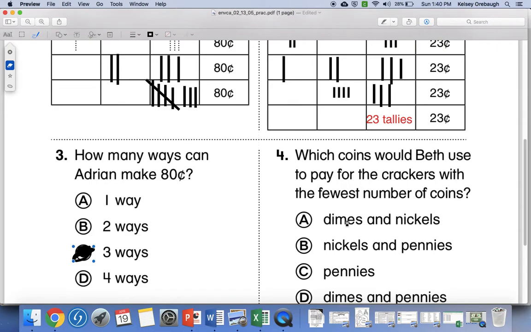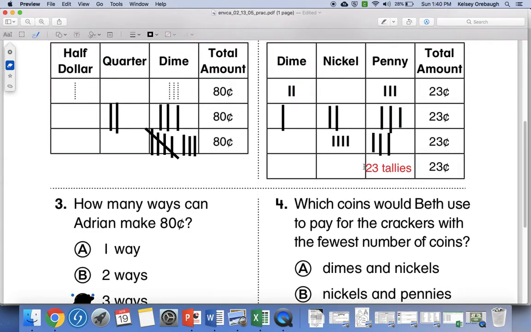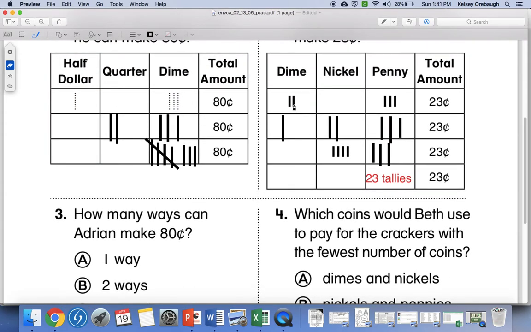We know it's not dimes and nickels. We know it's not pennies. She used 7 coins altogether when she used nickels and pennies. And the last choice is dimes and pennies. Did she use dimes and pennies? Yes, she did. She used 2 dimes and 3 pennies in her first combination. 2 plus 3 is 5. So when she used dimes and pennies, she used 5 coins.